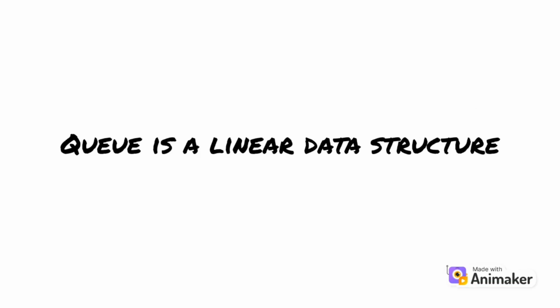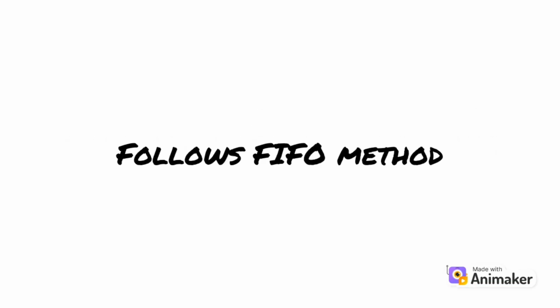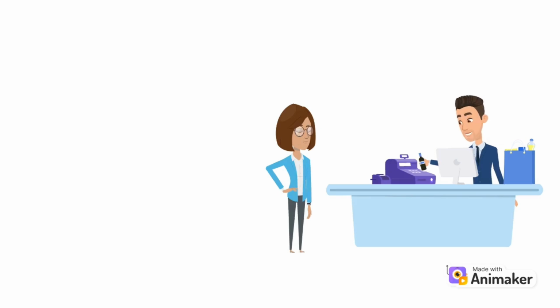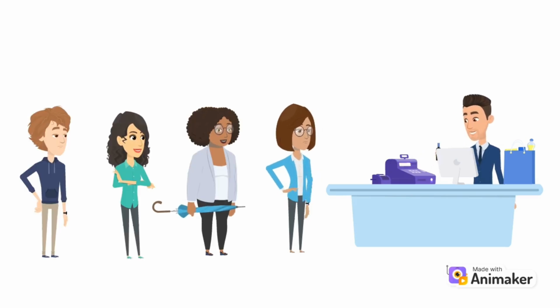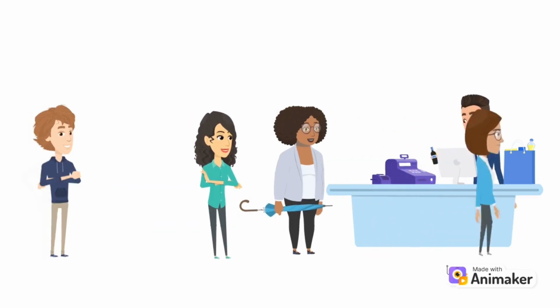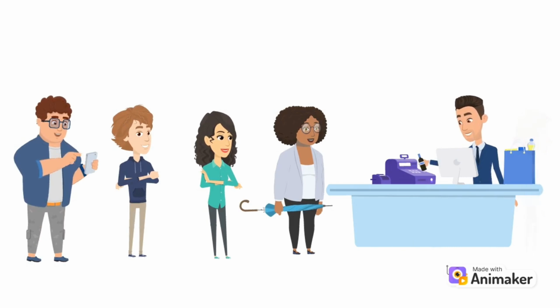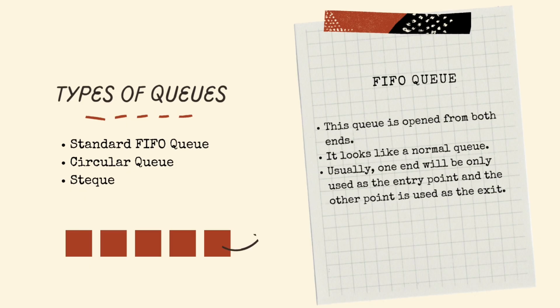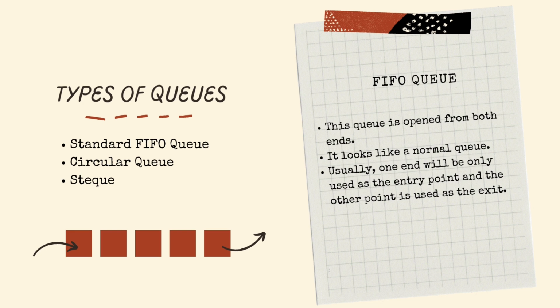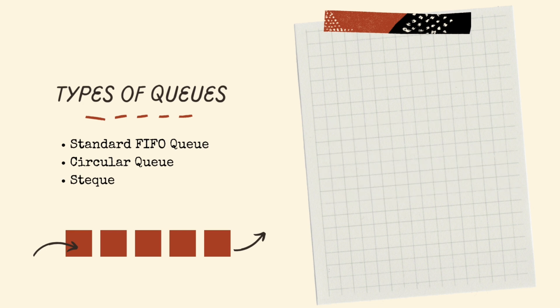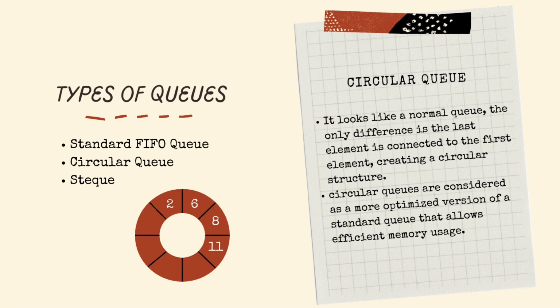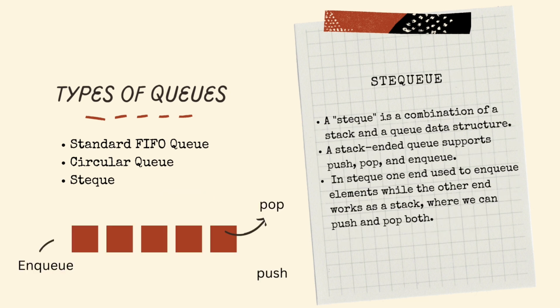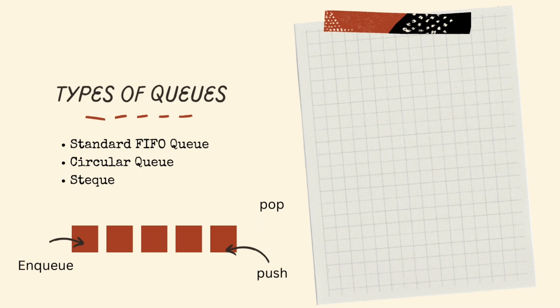Queue is a linear data structure that follows the first in first out method. It is one directional. When one end removes the data, the other end inputs data. Types of queues include FIFO queue, which is open from both ends like a normal queue, circular queue where the last element is connected to the first element, and stack queues, which is a combination of stacks and queues.